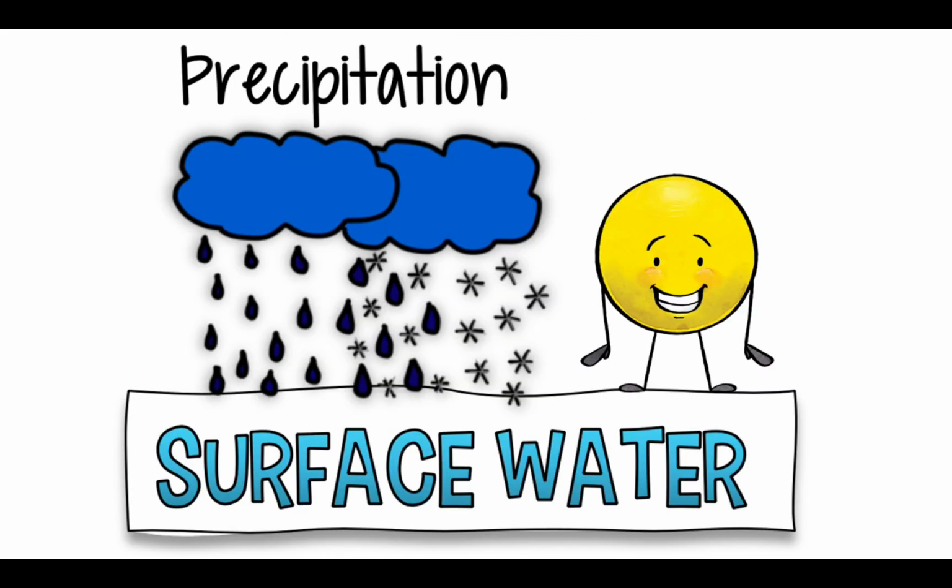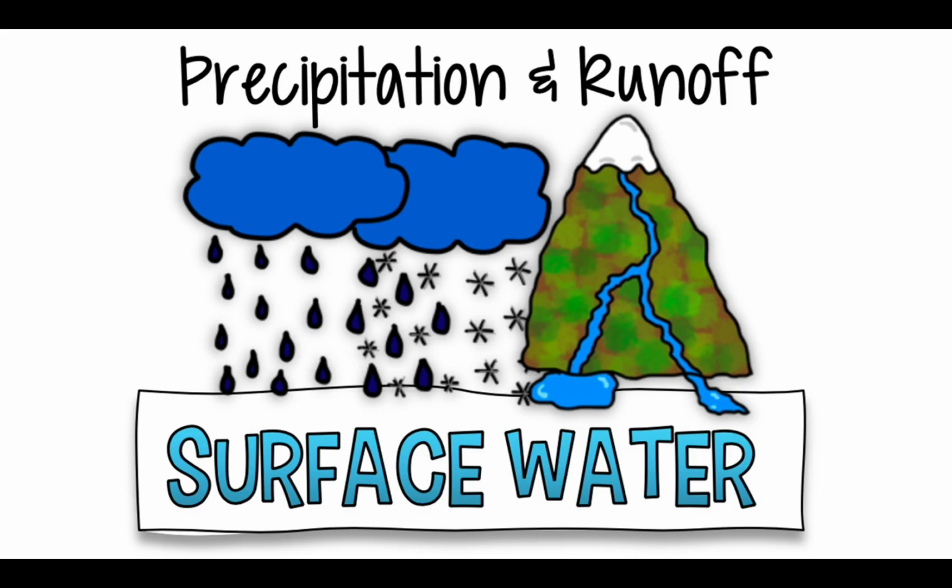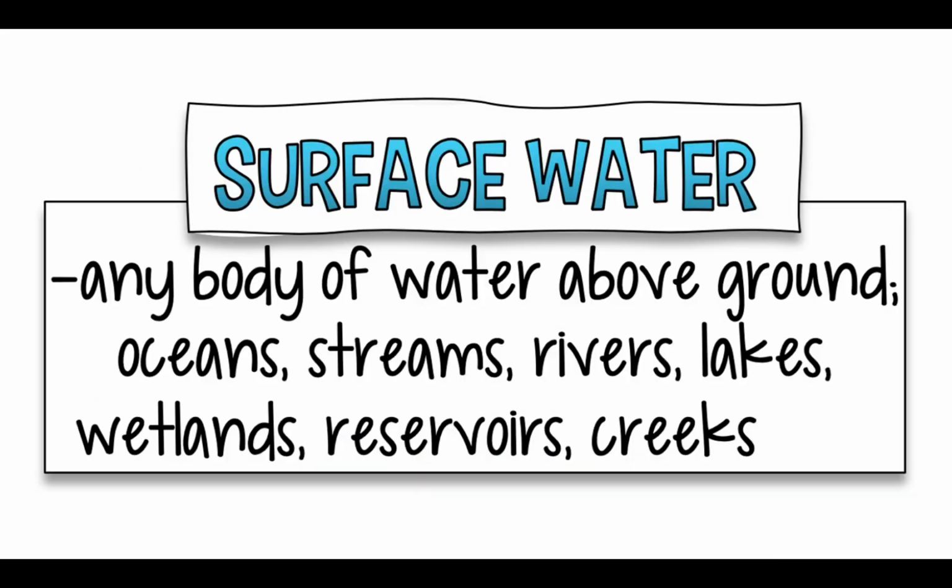Okay, so the first thing at the top left corner, we're going to look at H2O, where surface water happens. So precipitation and runoff are what causes surface water. Okay. And so surface water is any body of water that is above the ground. That could be oceans, streams, rivers, lakes, wetlands, reservoirs, creeks, literally anything, any body of water that is above the ground is known as surface water.